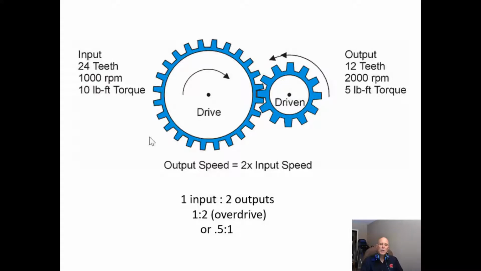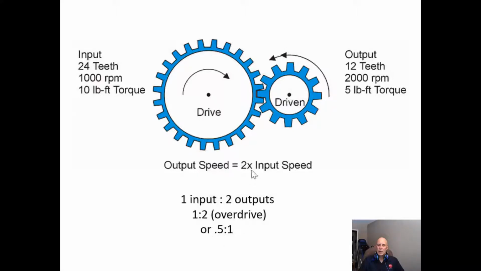Now, what happens when our input gear is twice as big as our output gear? Again, we're always going to do driven over drive. Drive is our input gear, driven is our output gear. So if we take driven over drive, 12 is our output over 24, so what we're going to get is 0.5 to 1.